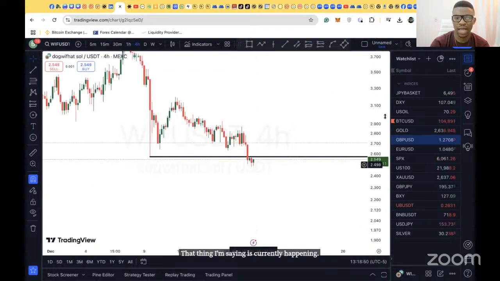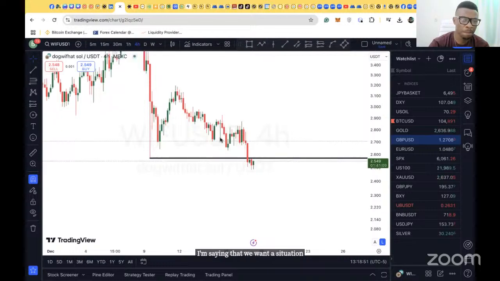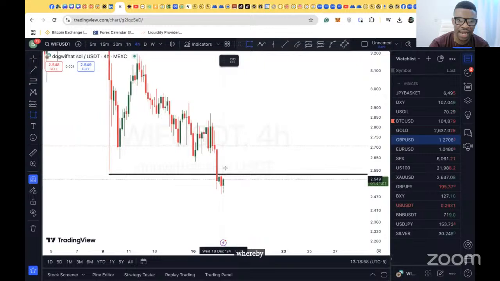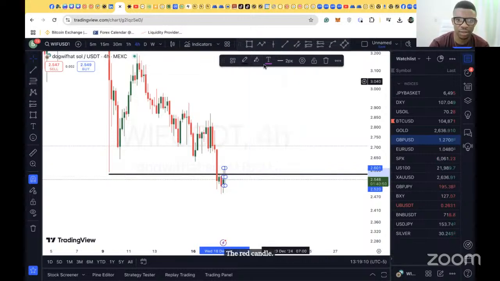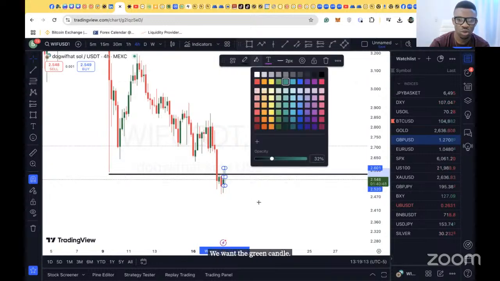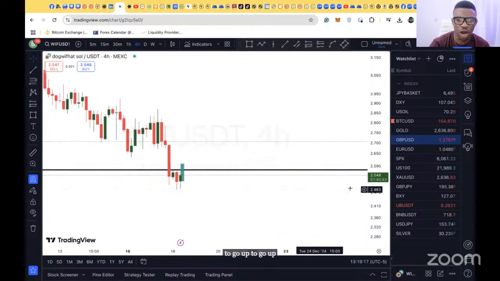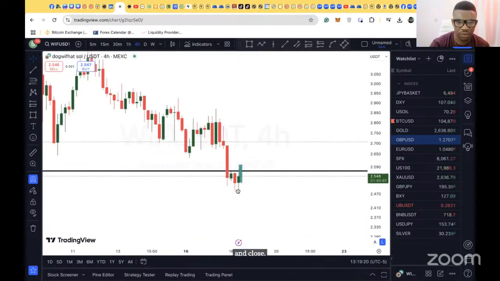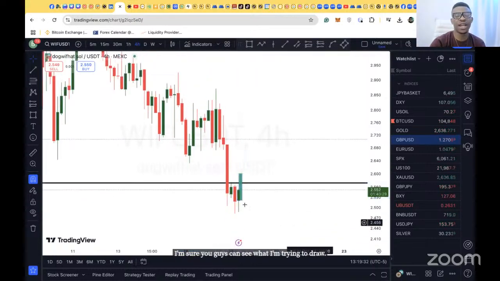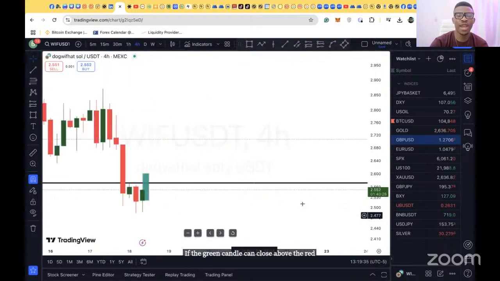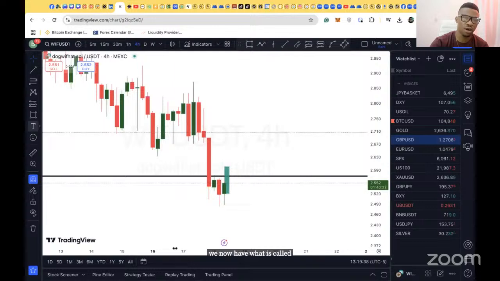I'm saying that we want a situation whereby this green candle can go up and close above the red candle, like this. We want the green candle to go up and close above the red candle like this. I'm sure you guys can see what I'm trying to draw. If the green candle can close above the red candle like this, we now have what is called bullish engulfing.